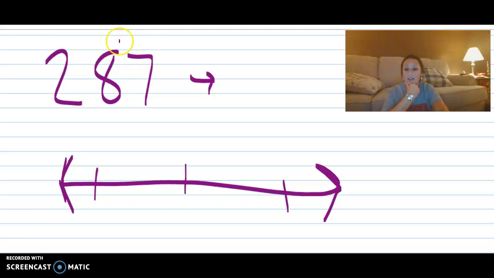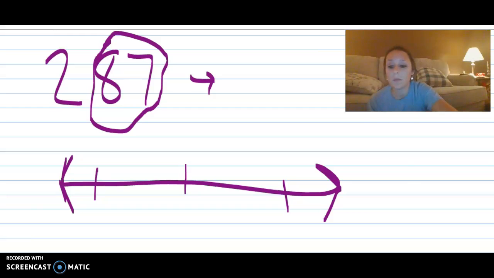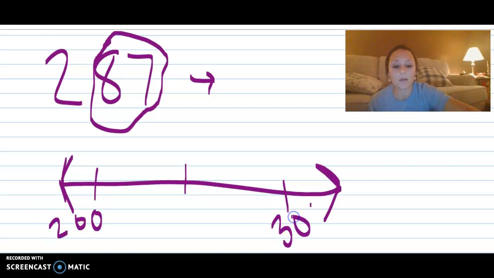I have to decide, is this 87 going to help me round to the nearest hundred? And it is. I have to decide, is my number between 200 or 300? So go ahead and write that on your baby number line. And just like when we round to the nearest tens, I have to find my middle number. And the number that's halfway between 200 and 300 is 250. So make sure your baby number line looks like mine right now.